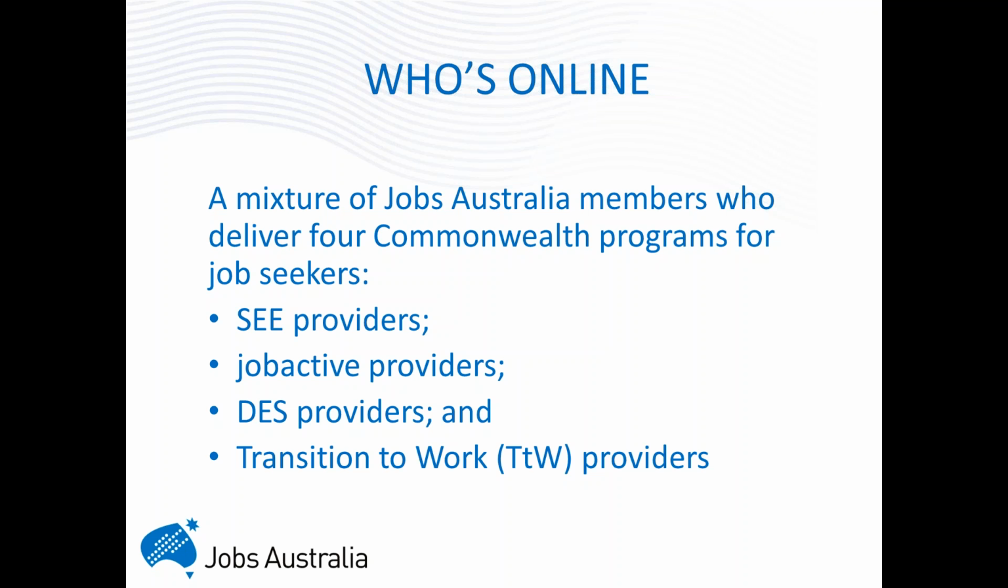Something like 10 or 12 SEE providers, about 10 or 12 TTW providers, 8 or 9 jobactive, half a dozen DES, and a few other members. Everyone online is a Jobs Australia member, and a few other members have an interest in the SEE program for various reasons. So a number of organisations have registered several people, and in some cases those people will be working in different programs.